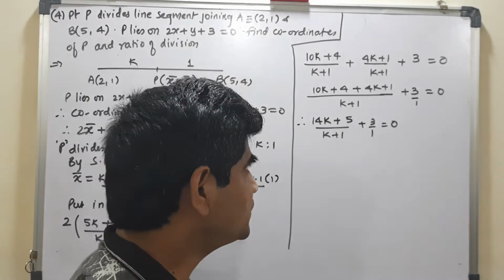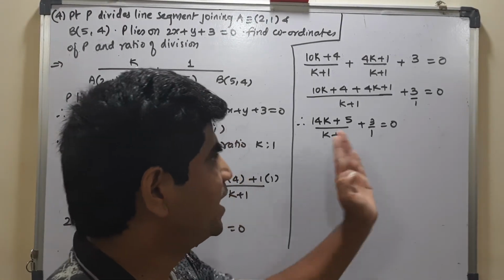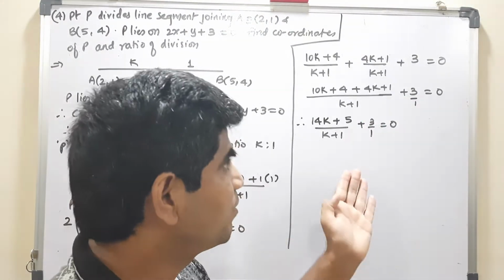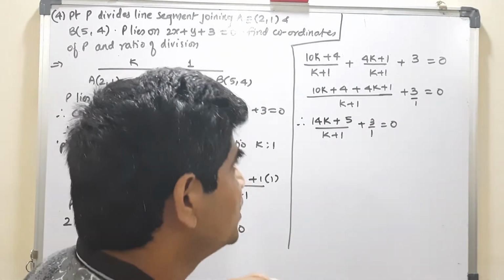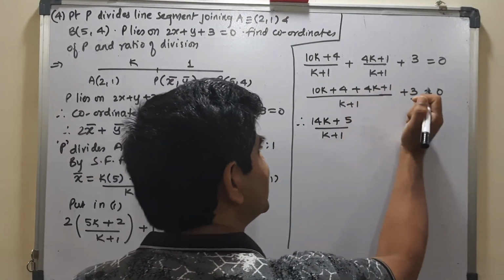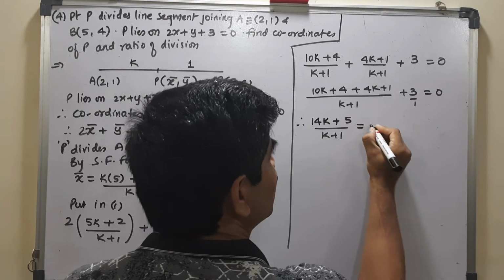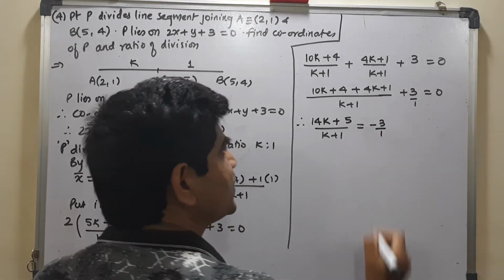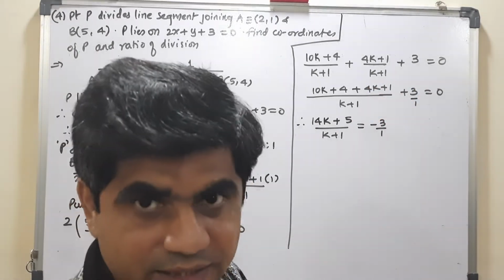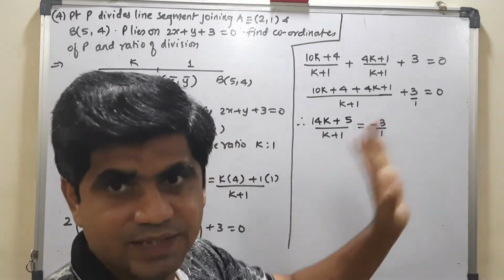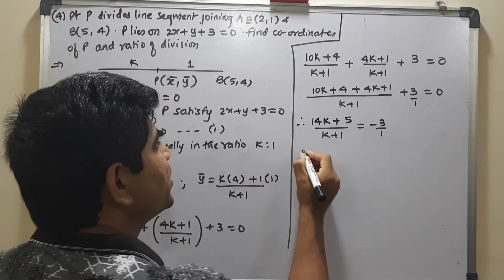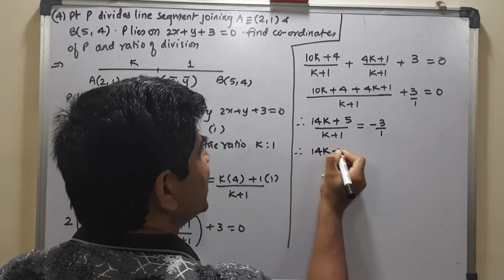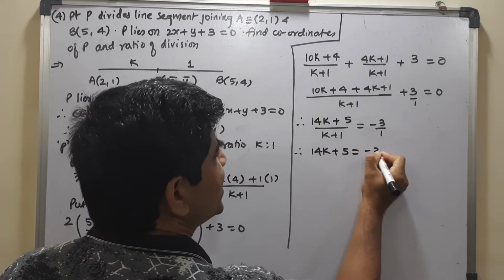Okay. Now actually you can take this 3 that side also, so that it will become negative. So if you want, you shift it that side. So this will become minus 3 or minus 3 by 1. This was plus here, giving that side. Now again cross multiplication in both cases. So what you get here is 14k plus 5 minus 3.